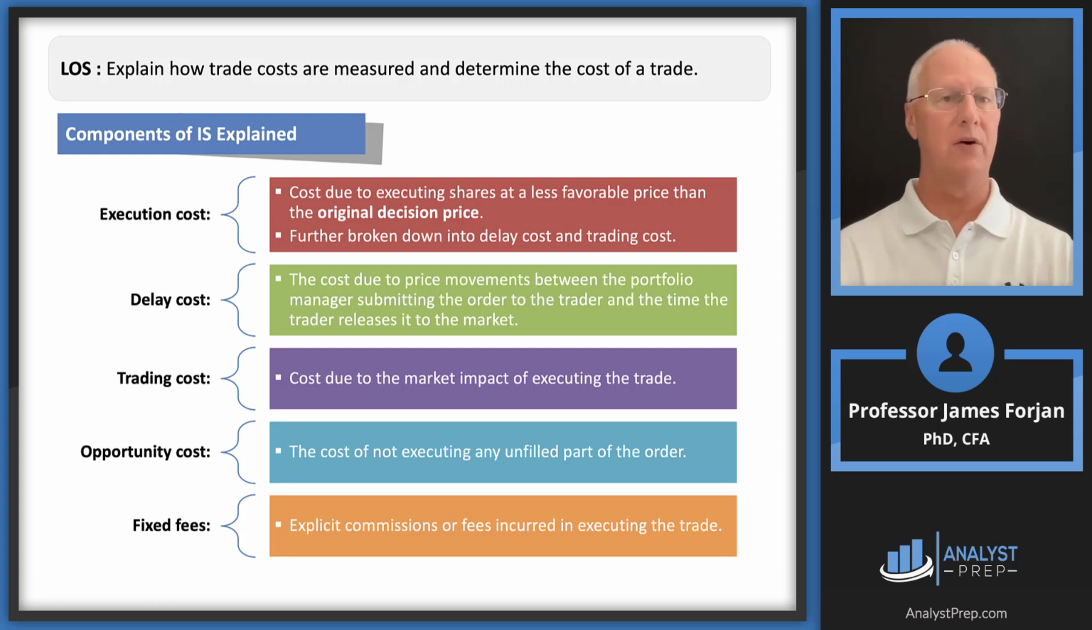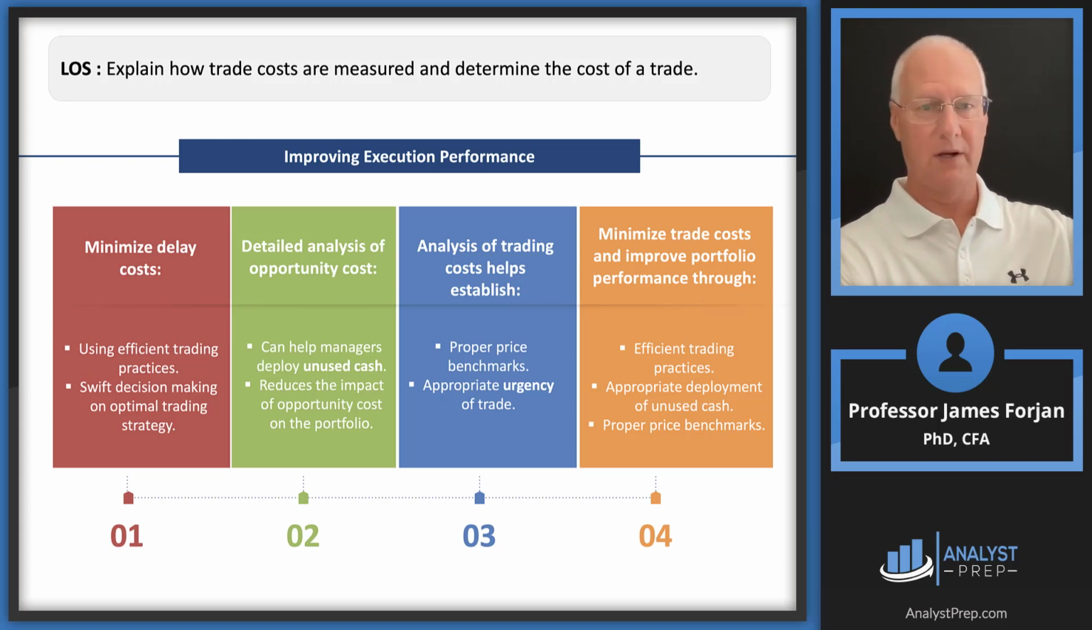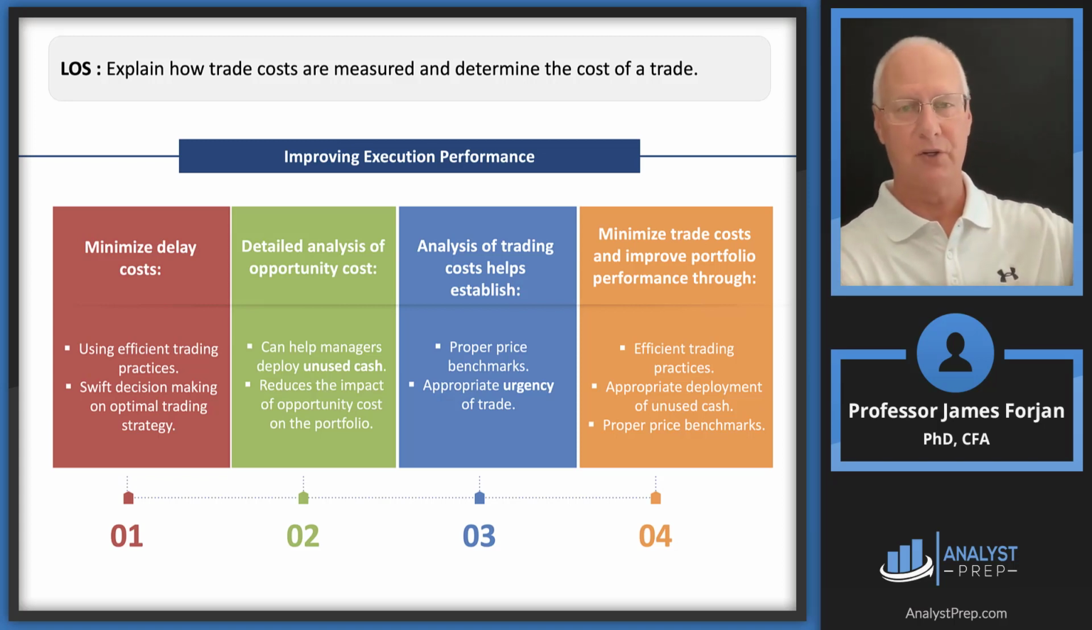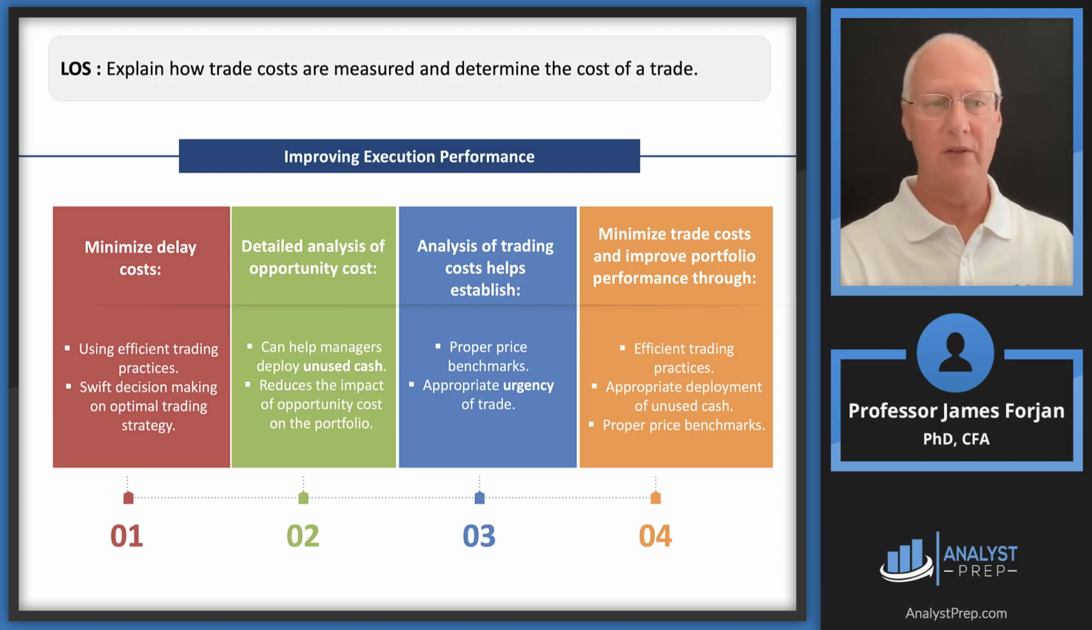Here is a slide on the definitions for each one of these. Pretty self-explanatory: execution, delay, trading, opportunity, and fixed fees. Now the question then becomes, if we're a golfer and we hit it into the greenside bunker short of the green, there's an implementation shortfall. What are the consequences, right? And how do we avoid this in the future?